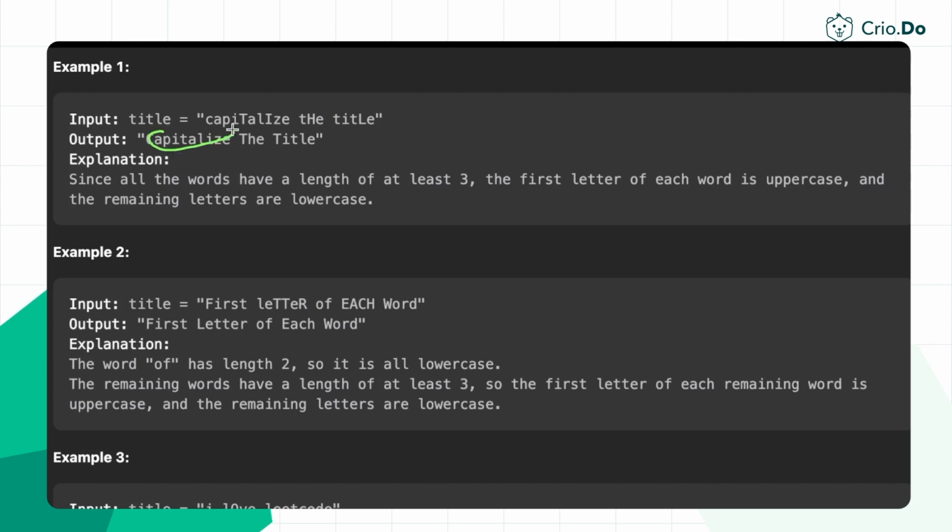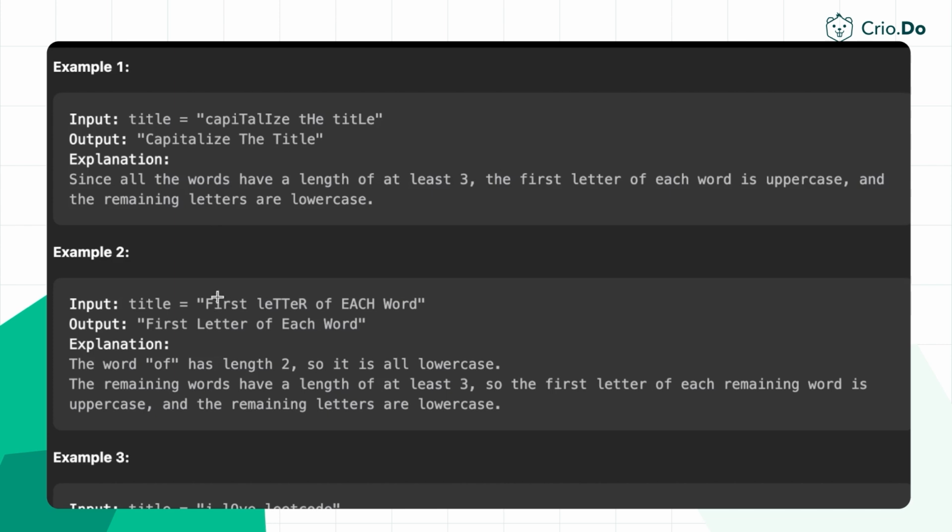So in the word capitalize, we have to make C capital and all the other letters should be small. Then the word the, with T capital and all the letters small. Title, with T capital and all the letters small. And since all of these words have length greater than or equal to 3, only the first letter will be capital and the remaining will be small.